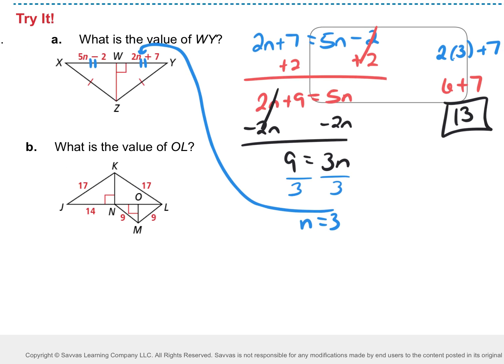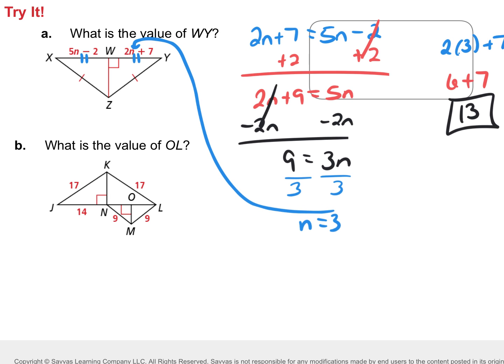Part B. Let's look at part B here. It wants to know the value of OL. So OL is here. Okay, remember, there's a lot of things going on in here, right? We want to take everything one at a time. Okay, so what are some things that you noticed right away?